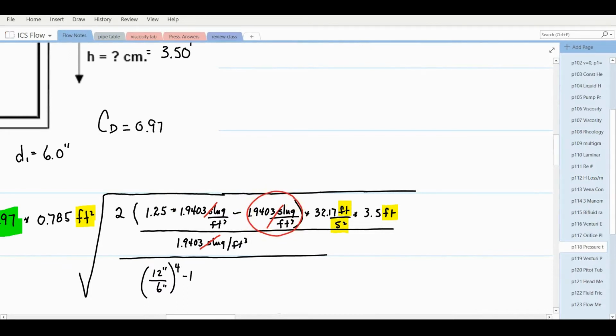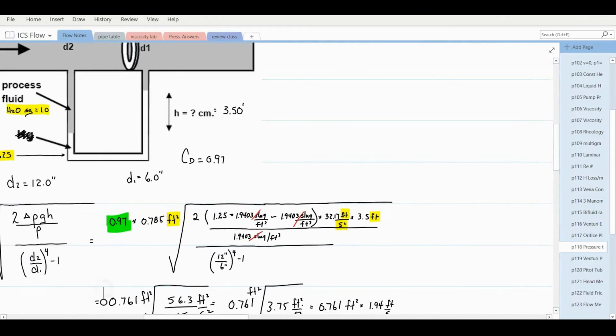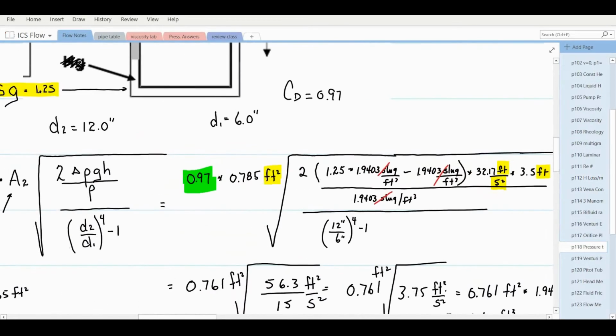minus the mass density of the process fluid, which is water, times g, the gravitational constant, 32.17 feet per second squared, times h, the height difference in the manometer, 3.5 feet, divided by the density of the process fluid, 1.9403 slugs per cubic foot, divided by the ratio of diameters to the 4th power. Well, the diameters are 12 inches over 6 inches. That's 2 to the 4th power, which is 16 minus 1, which will be 15.